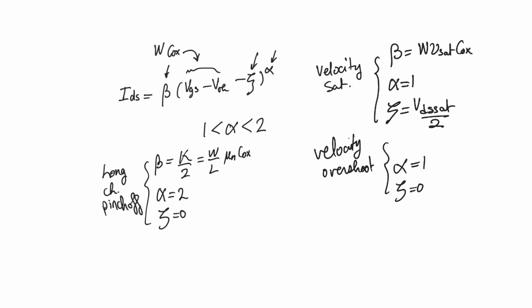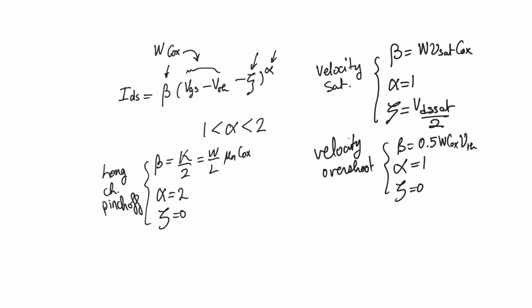Zeta, on the other hand, is equal to 0, and beta is equal to 0.5 times W times C oxide times V thermal. So it's a higher beta because we are limited by thermal velocity instead of saturation velocity, which is why velocity overshoot current is higher than the current you would have expected if you had velocity saturation.